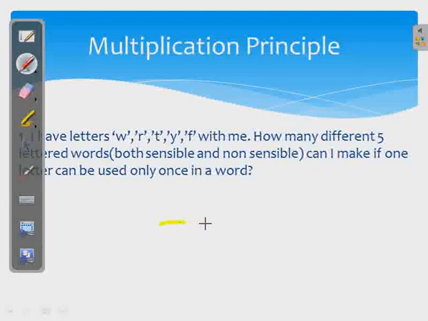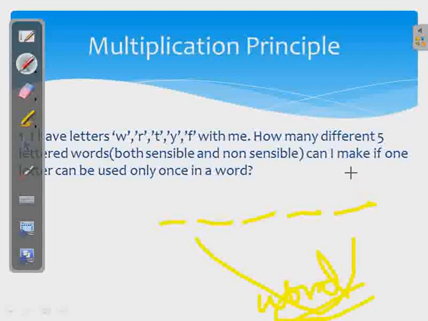So that means we have 5 different blanks to fill, and if we fill these, then we will get a 5-letter word, because the word should have 5 letters. All 5 blanks need to be filled. It can't be shorter than 5. In how many ways can the first blank be filled? The first blank can be filled by any of the letters, either W, R, T, Y, or F. So there are 5 ways for the first blank to be filled.